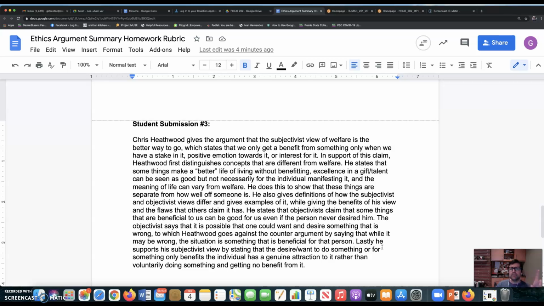And while the student does a good job identifying the main argument and identifying some of the ways that Heathwood would provide support, there's not enough explaining the connection between the reasoning that Heathwood develops and the conclusion that he draws. And so, there's not enough concrete examples. The student does at the end define a term, explaining how Heathwood defines one of his central terms. But there could be more of that here.